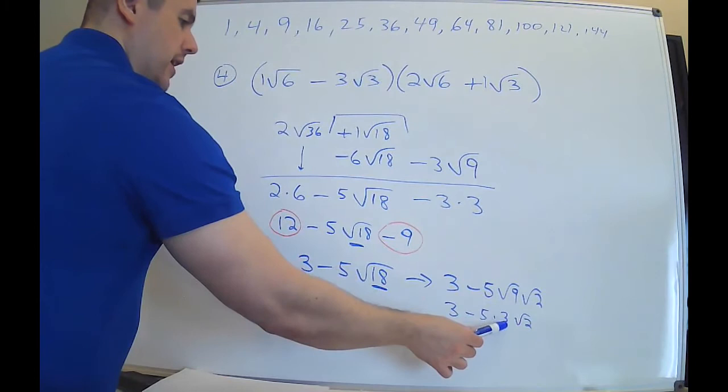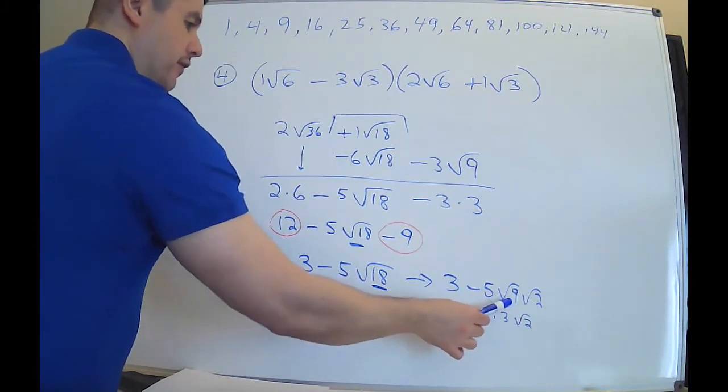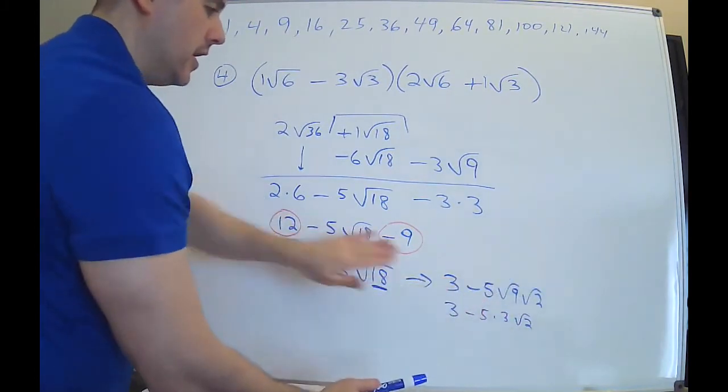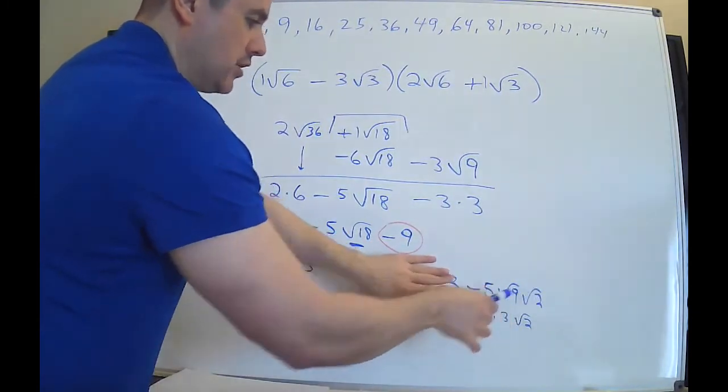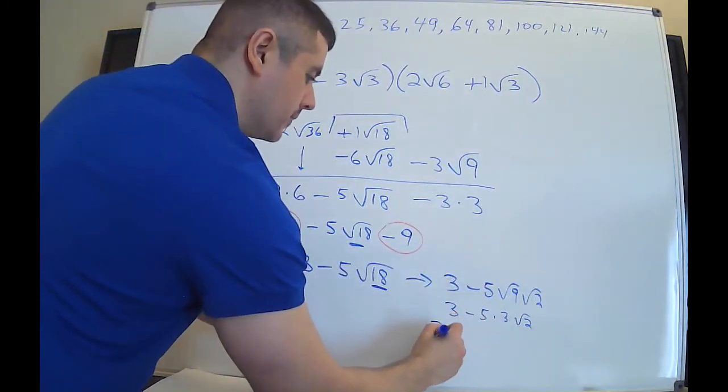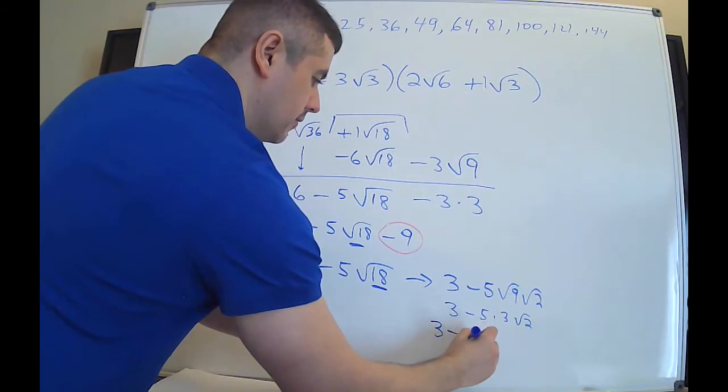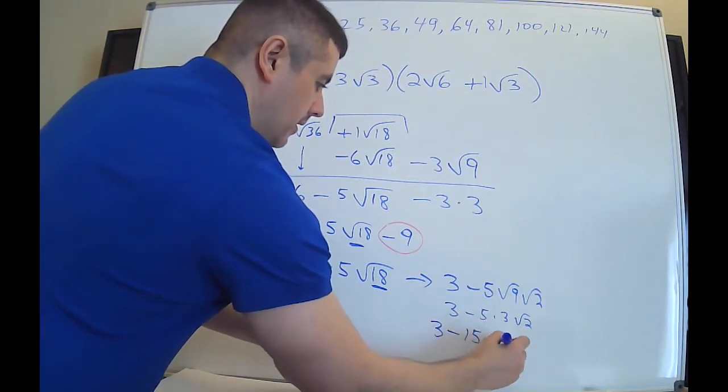9 came out of jail as 3. It's now going to multiply with the 5, right? They have to hook up. This is all a product over here. Ignoring that 3, this is all multiplication. So you do 5 times 3, which is -15. That's -5 radical 2. There you go.